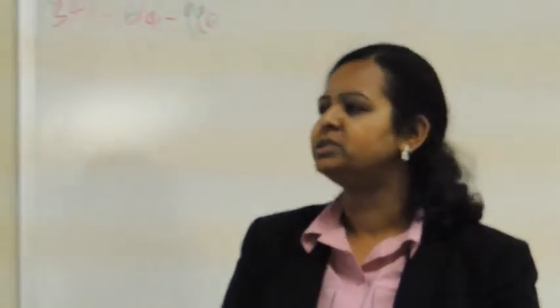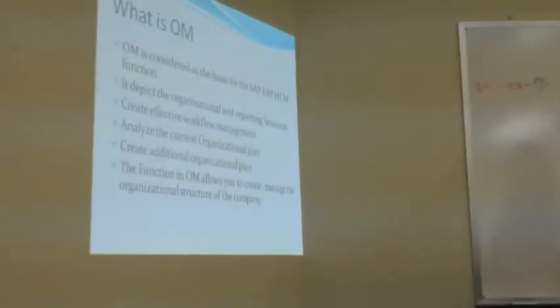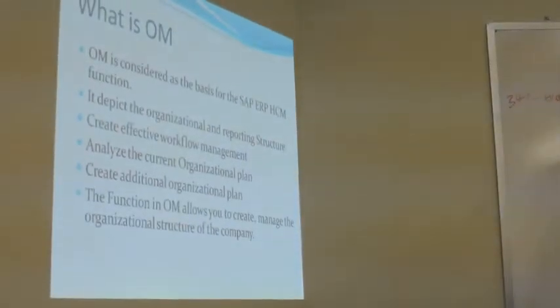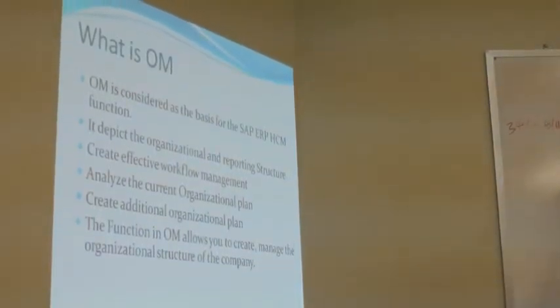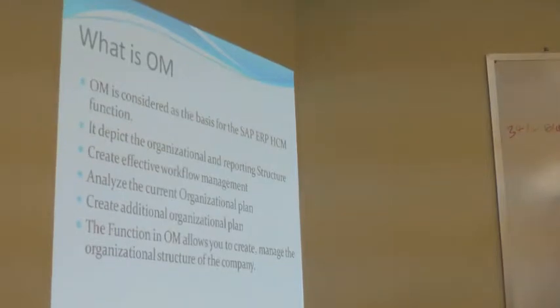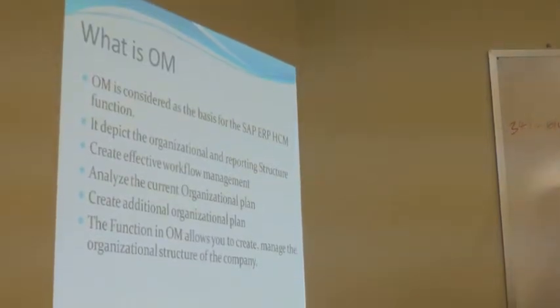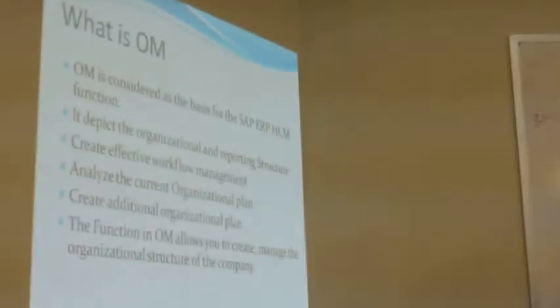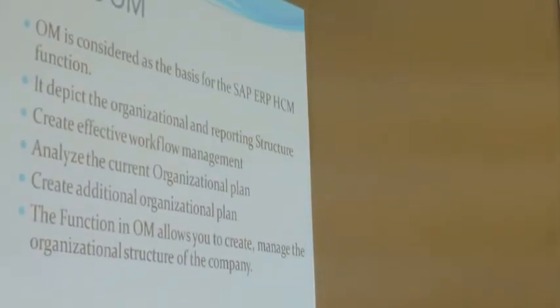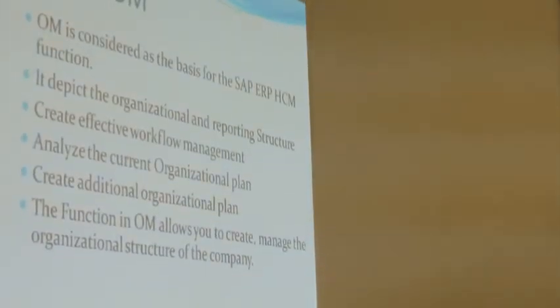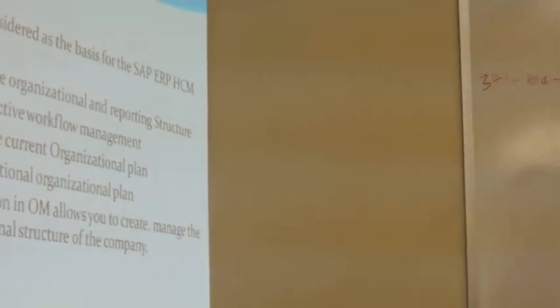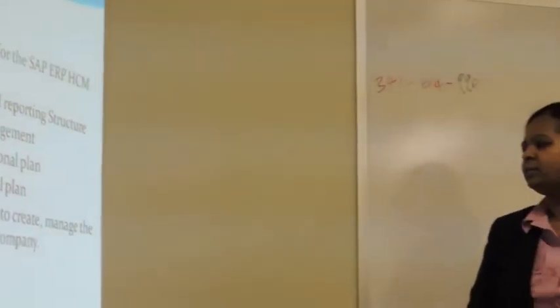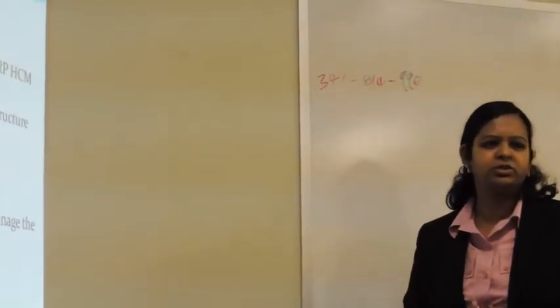Now, to understand what OEM is: OEM is the basis for the SAP ERP HCM system. It depicts the organization and reporting structure. It helps to create effective workflow management and analyze the current organizational plan, and if you need to expand or create an additional organization plan, you can use OEM. The functions in the OEM allow you to create and manage the organization structure of the company.